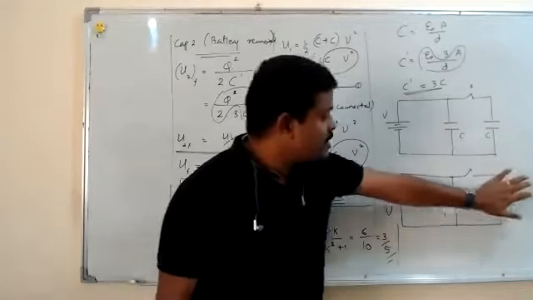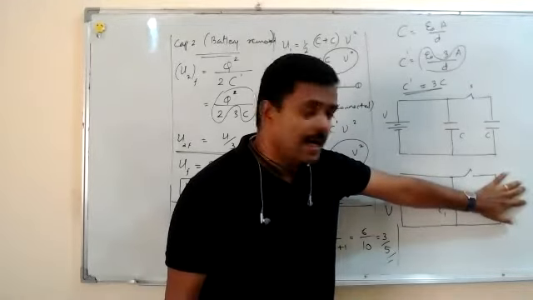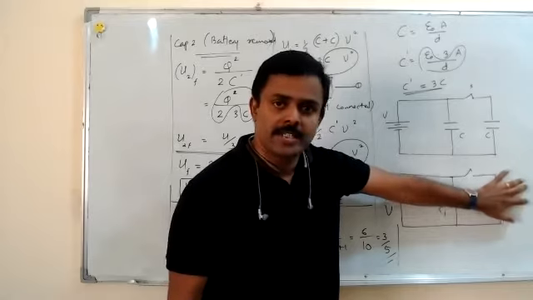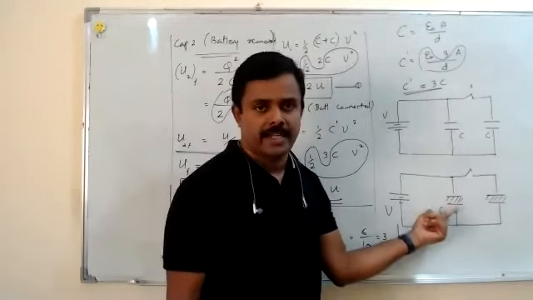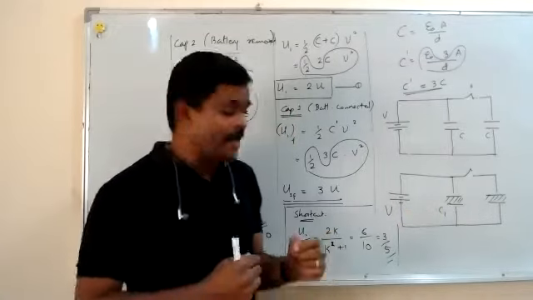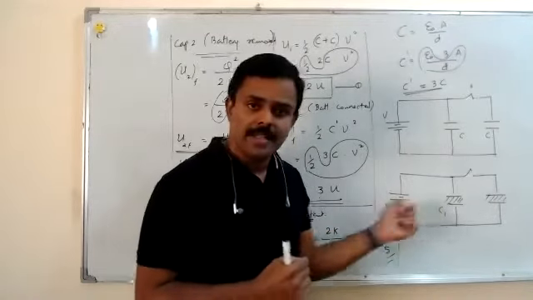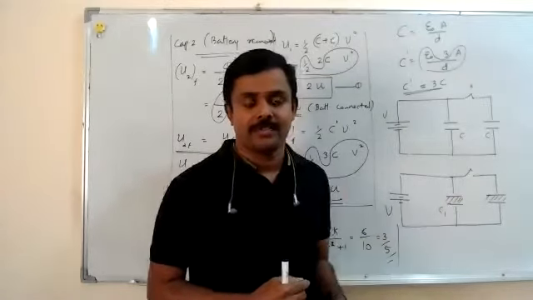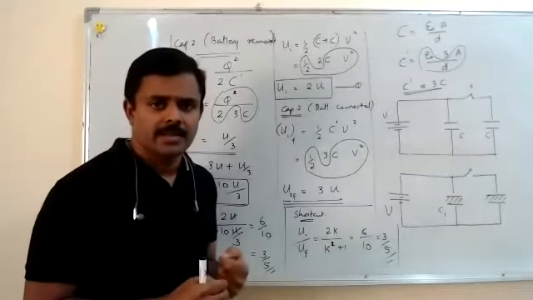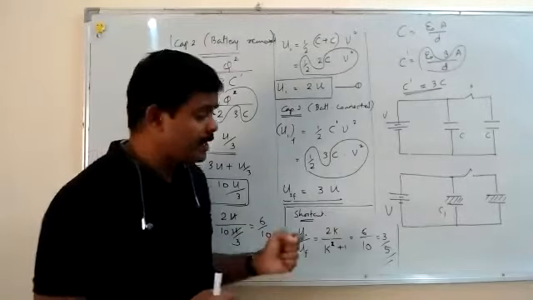Which means this capacitor is out of the connection. It is disconnected, while this one still stays connected. Understand? So my case is, one capacitor is still connected to the battery, while the other one is removed from the battery. We discussed all the cases in last class, no? So I'm taking them one by one.